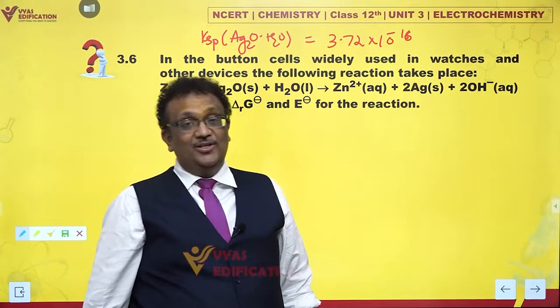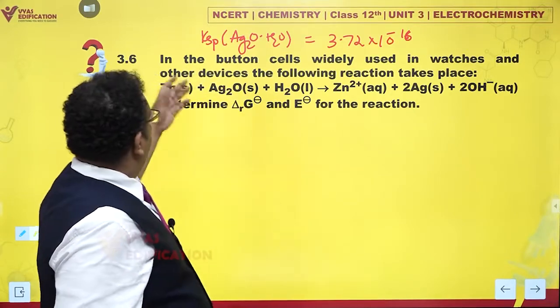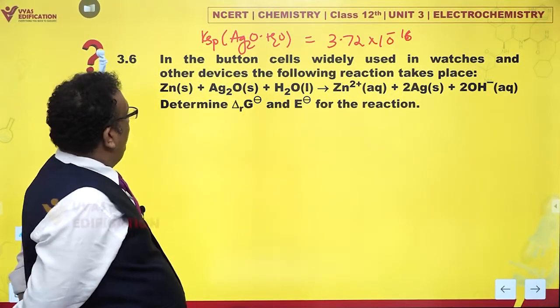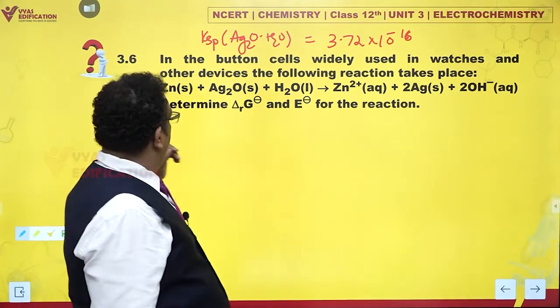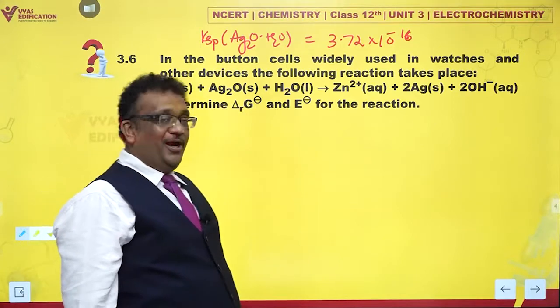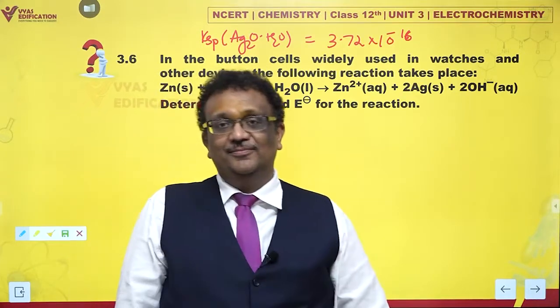Well, let's take a look at this question which says, in the button cells widely used in watches and other devices, the following reaction takes place. And you have a reaction. Determine delta G naught and E naught for the reaction.